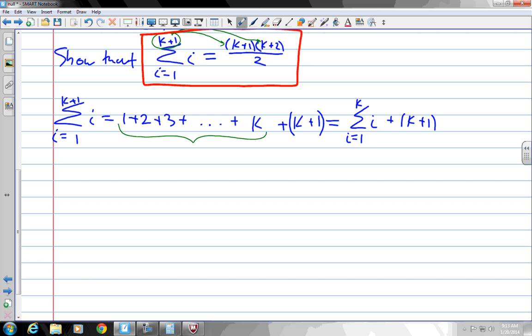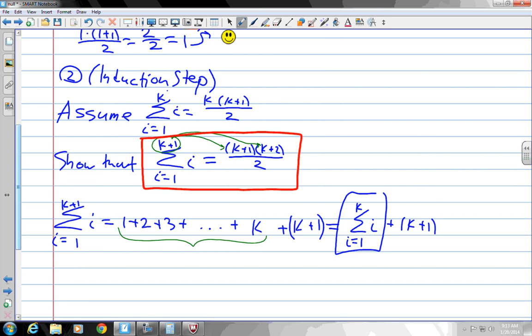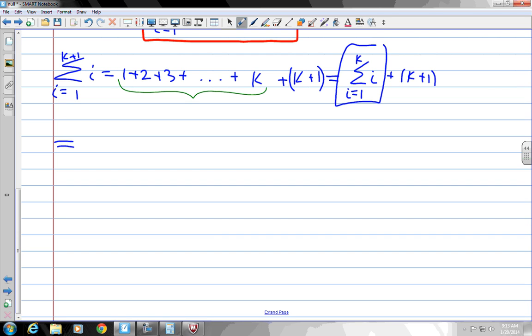Do you agree with that? Because I know a lot about this part. This is my assumption. I know that this equals k times k plus 1 over 2, right? I know that this thing in the box, this is my assumption, is true, so I can actually replace that sigma with k times k plus 1 over 2, plus k plus 1. Right? This is where I'm using my assumption, that it's true for k. Well, now the rest is just algebra.